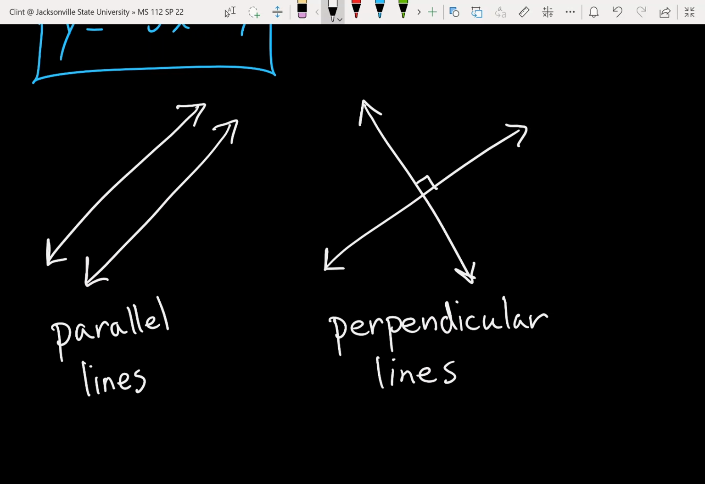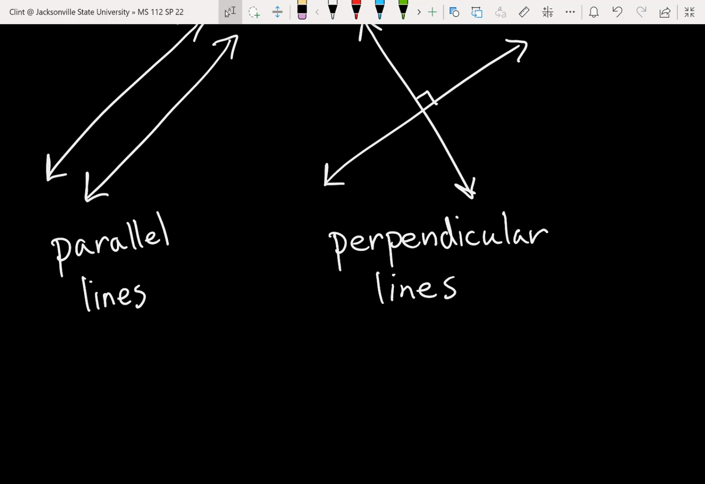Since they're going exactly the same direction, every time one goes up and over a certain amount, the other one does too. What's the relationship between their slopes have to be? They're the same. They have the same slope. So if you have two lines that are parallel, you know that they have to have the same slope.